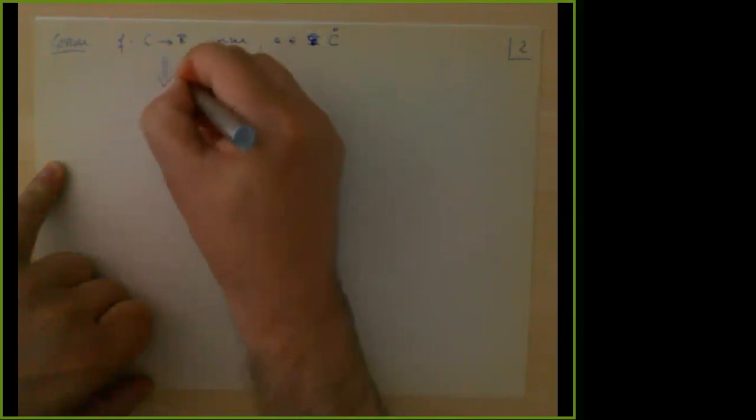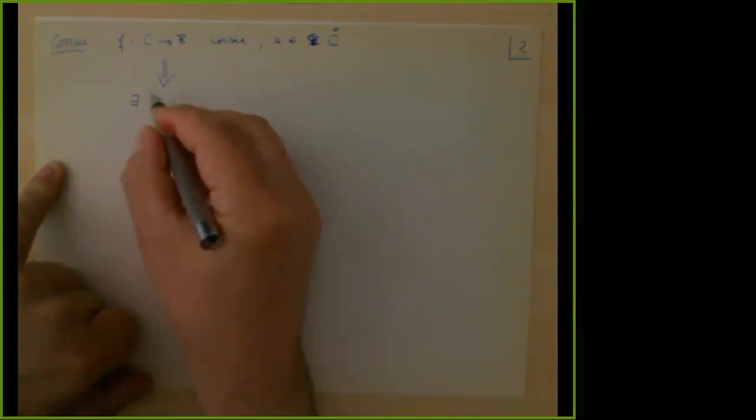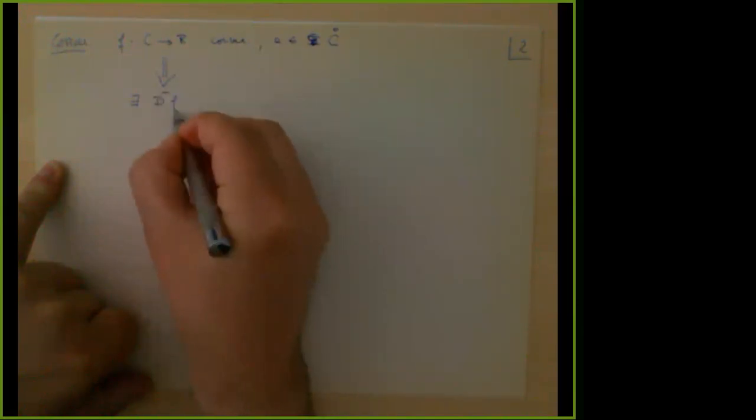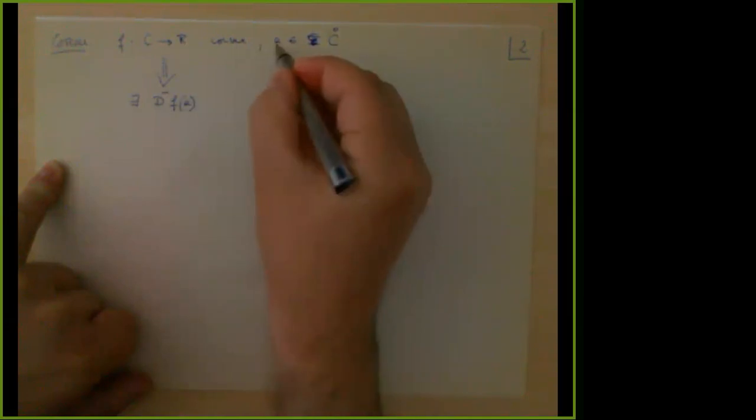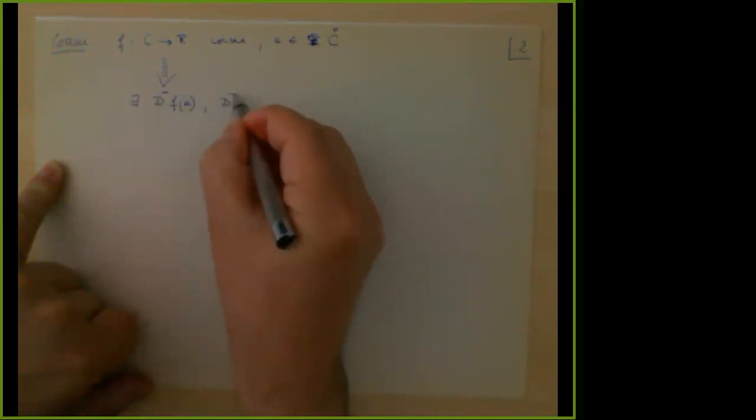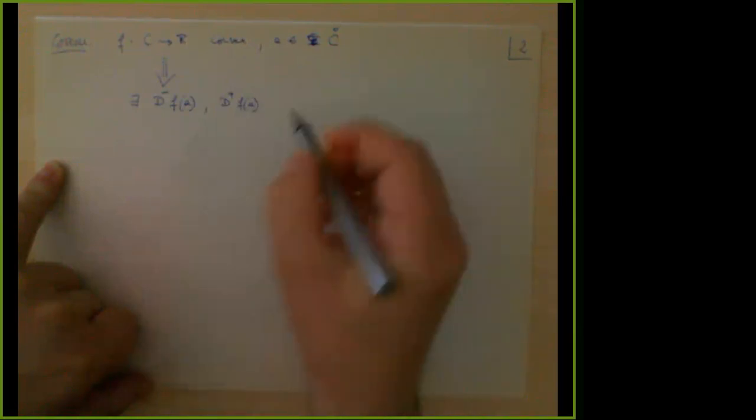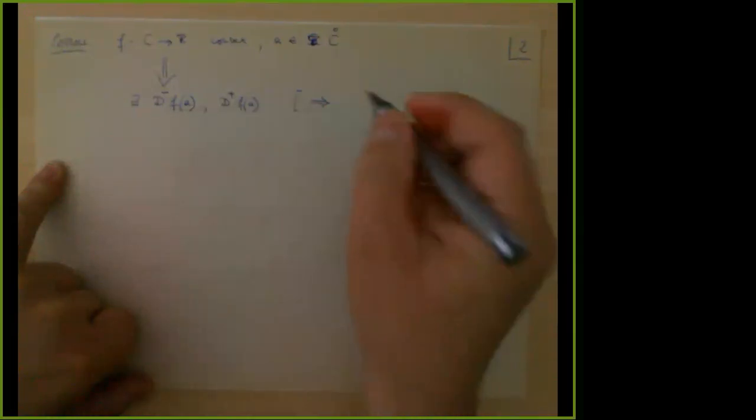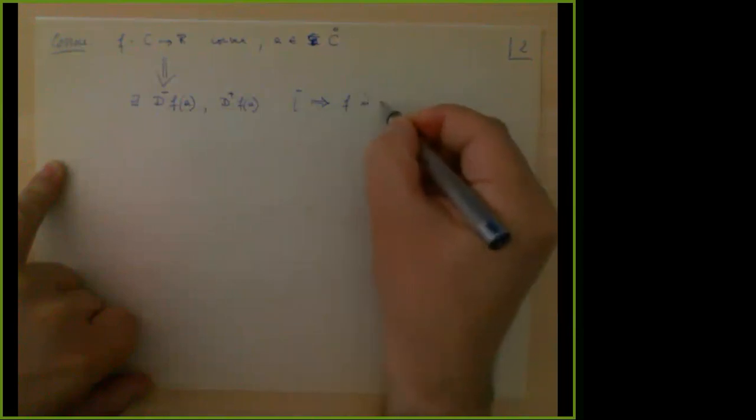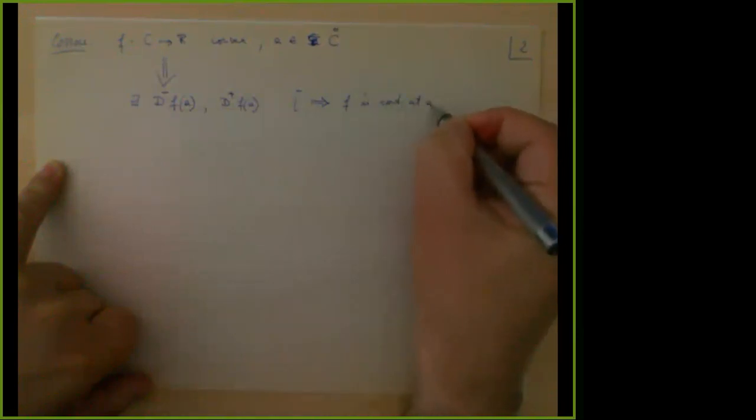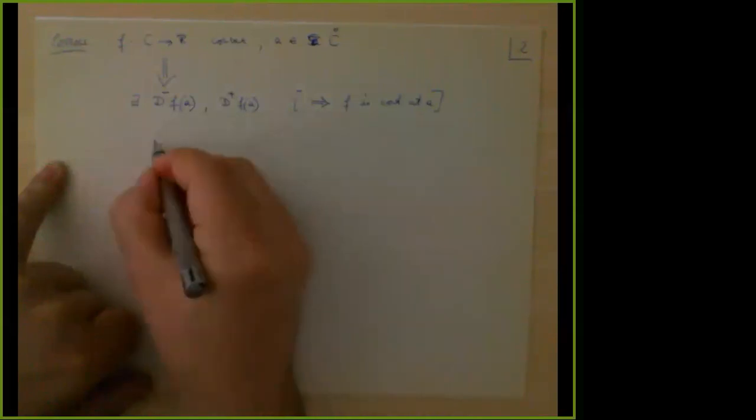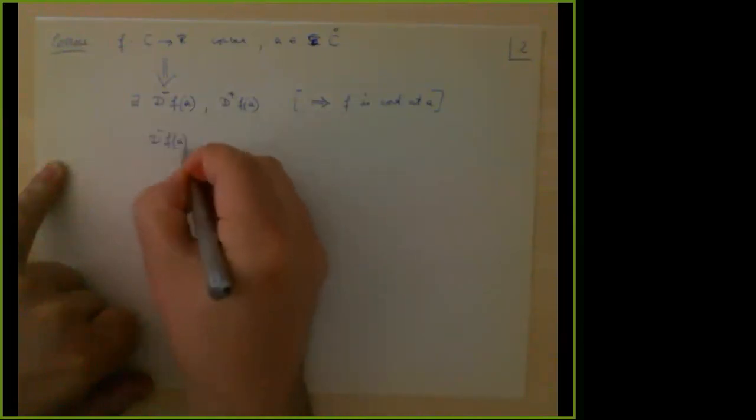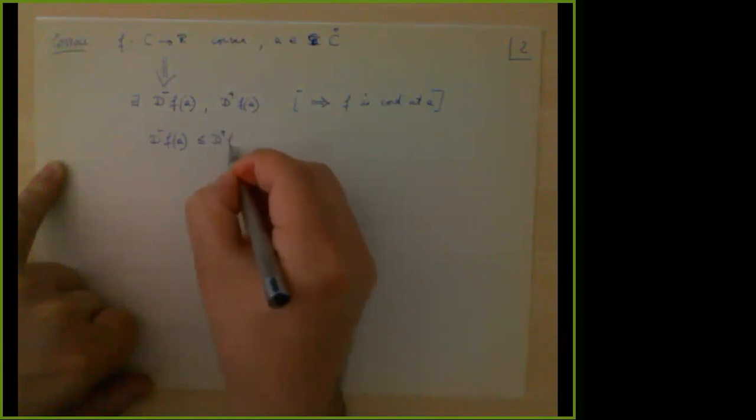Then we have the following implication: there exists the derivative of the function f at the point A from the left. There exists also the derivative from the right. And as you all know, or are supposed to know, the existence of these two derivatives implies that f is continuous at A. And moreover, we have a relation between them, that the left derivative is dominated by the right derivative.